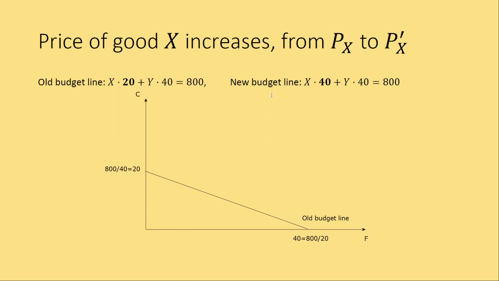Now, the new budget line that we are going to draw will probably be different because the price of food has changed. So let's see, does the intercept on the vertical axis change? Actually, it doesn't, right? If we were to ask how many units of good Y can we purchase if we spend all of our money on good Y, it is still 800 divided by 40, which is 20 units. So the Y-intercept is going to be the same.